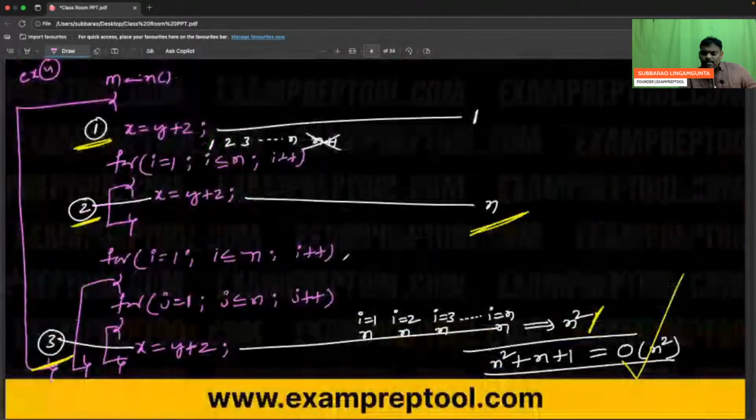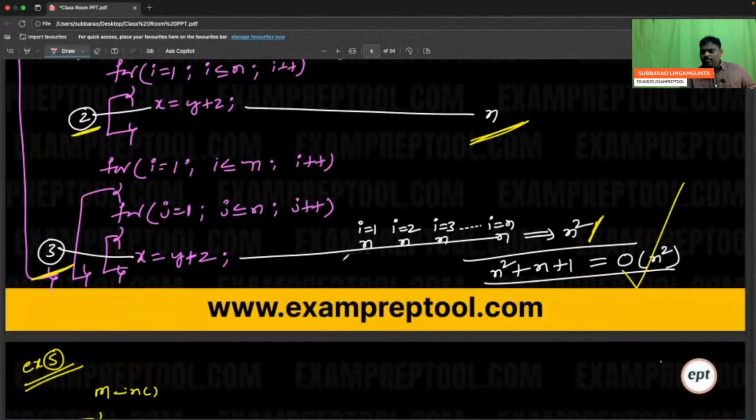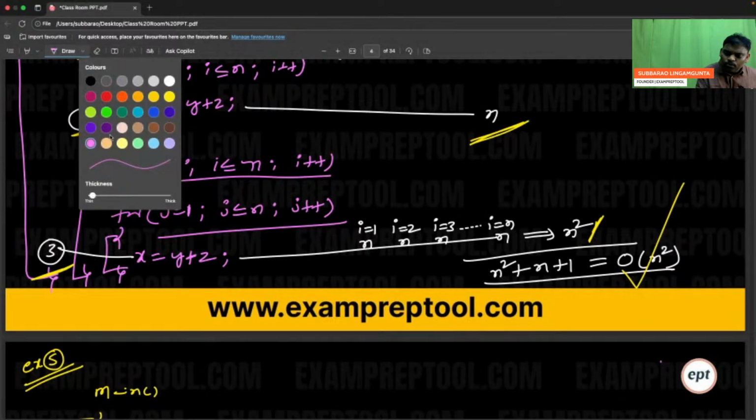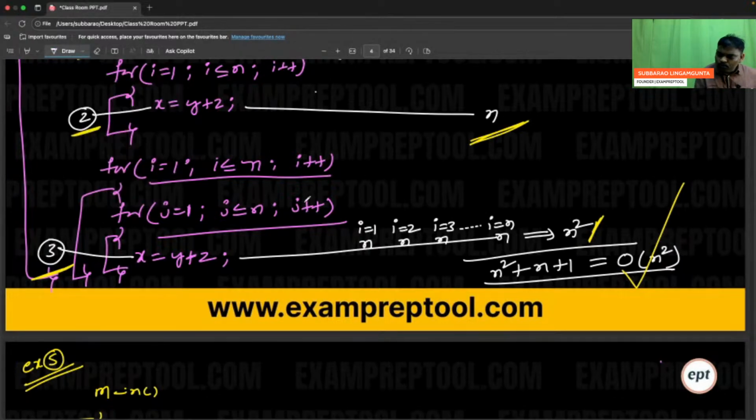Some people are asking, sir, what is the answer of this program? Let me check. Suppose assume that the I loop is going on n times, that's okay. The J loop is also n times. Let us assume that. Suppose, careful, J plus plus is not there. It is given J plus is equal to 2.